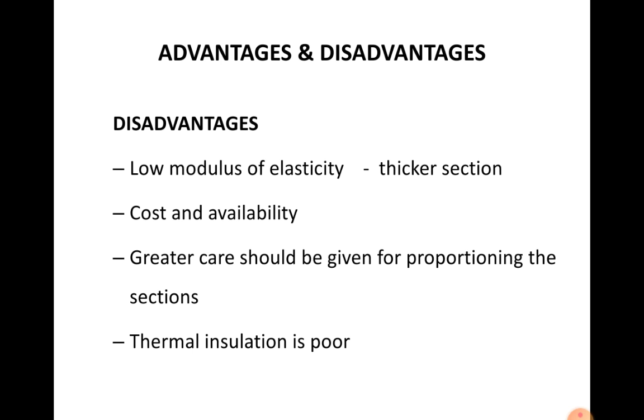But the disadvantages are the low modulus of elasticity, which will result in thicker sections, cost and availability. Various sections and all are not available, and then greater care should be given for proportioning the sections, and thermal insulation also is poor, like in roof structures and all. A lot of heat transmission can happen because aluminium is used.